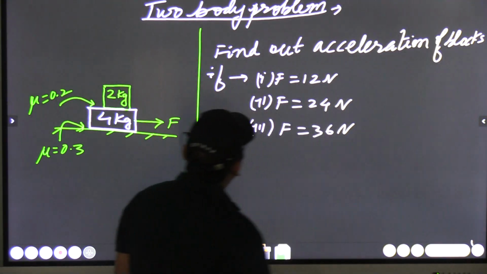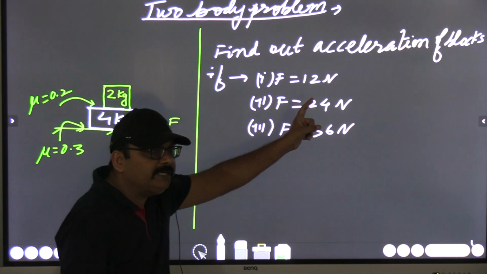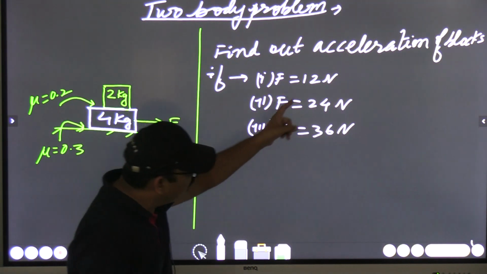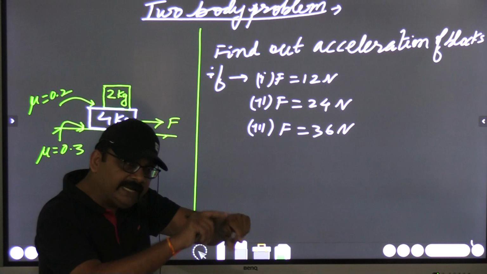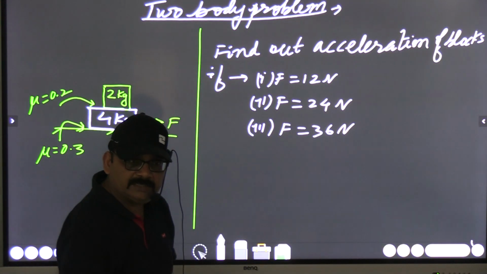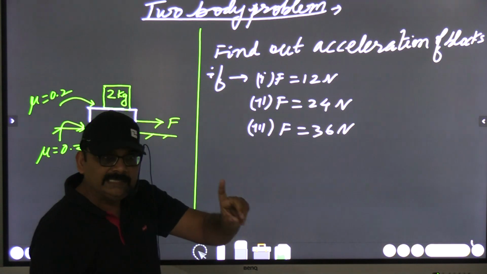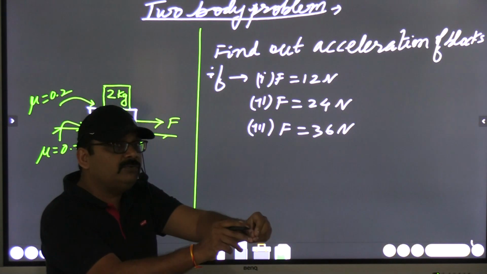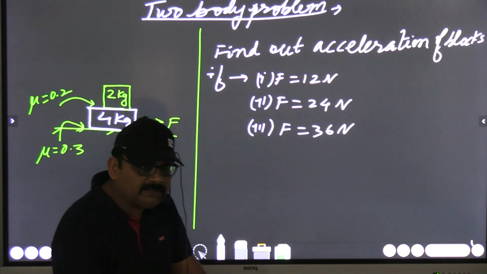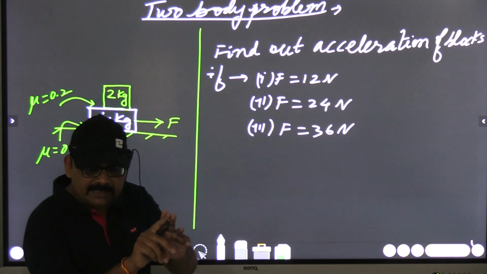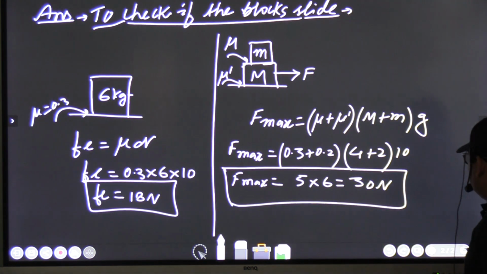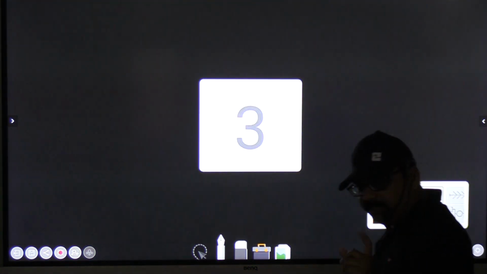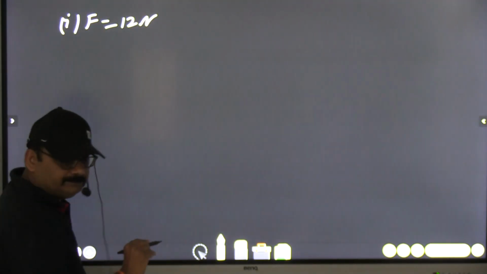So let us check. The force is 12 Newton. 12 Newton is less than 18 Newton, so the bodies will not slide. In the second part, it is 24 Newton, which means the bodies will slide, but they will slide together. And in the third part, F is 36 Newton. That exceeds the value F max, 30 Newton, which means in the third part the bodies will slide separately, not together. Is it clear?